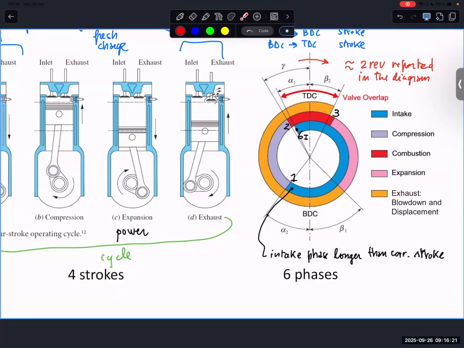After that we have the expansion or power stroke, so we are building the engine for this, and the expansion or power stroke is occurring from 3 to 4. You can check that the expansion phase is shorter than the corresponding stroke, because the stroke is always TDC to BDC, or vice versa.